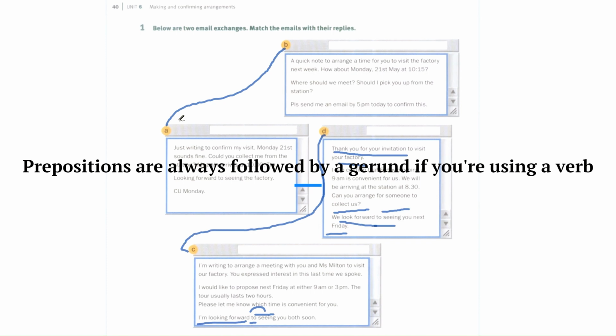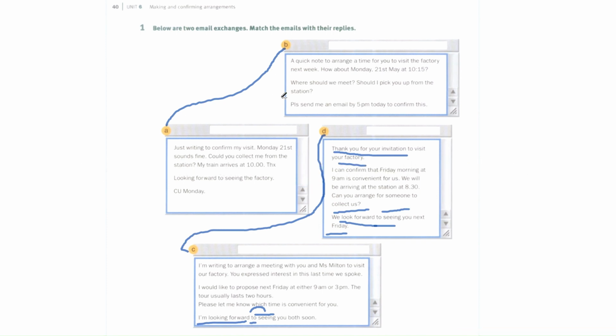Now, emails A and B, on the other hand, are more informal in nature than D and C. We can say, a quick note to arrange a time for you to visit the factory is a very good way of opening up your email if you are already familiar with the sender or receiver, if you know them, if you've had a previous contact, okay? So do consider your audience here. You don't need to say hi, necessarily. Of course, you could include your email greeting, but it's not absolutely necessary.